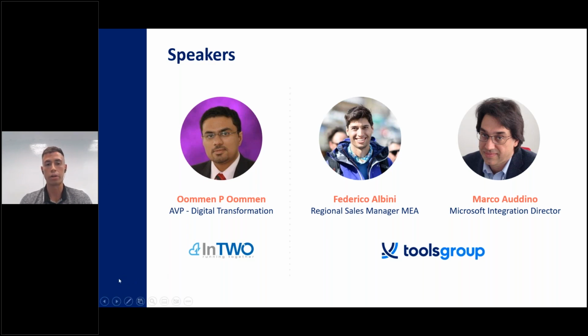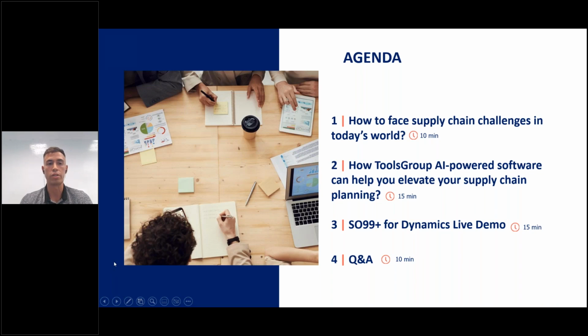Day 3 will lead our agenda for today, where we will be able to understand and learn how to elevate our supply chain planning. In the first section, we'll review the main supply chain challenges in today's world, and we will learn how to face them. Following that, we will see how ToolsGroup artificial intelligence powered software can help you elevate your supply chain planning. And as a third point, we will have a live demo of SO99 for Dynamics, in which we will be able to have a quick overview of the solution itself.